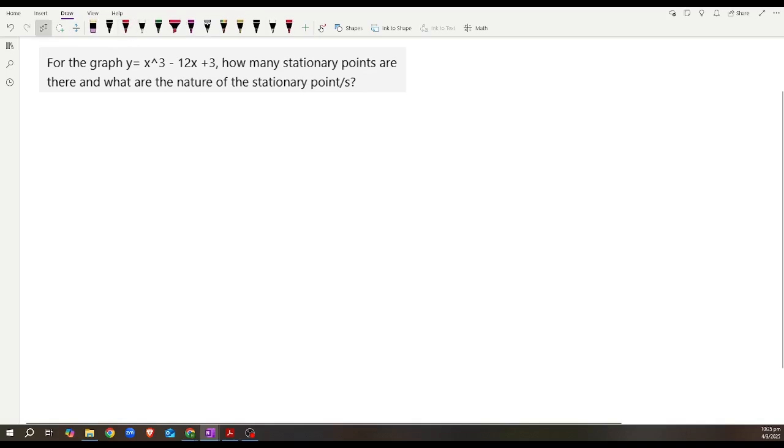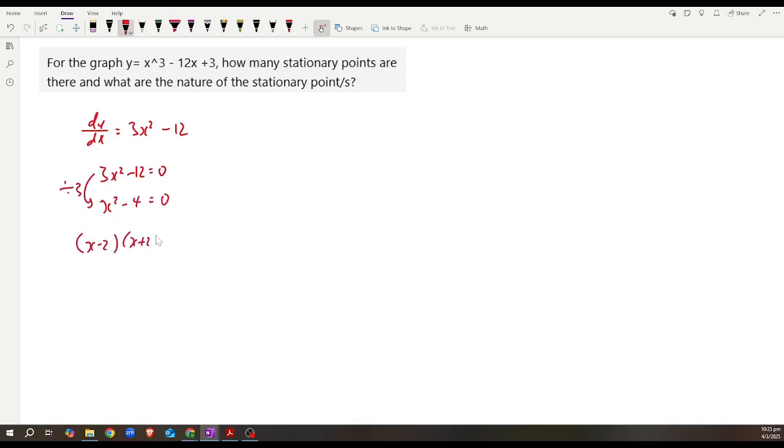The gradient is 0. So given this equation, let's find the equation of the gradient. dy/dx will be equal to 3x squared minus 12. Since the gradient will be 0 at the stationary points, we just equate this to 0 and solve for x. You divide both sides by 3, you get x squared minus 4, you factorize, and then by zero product rule, x minus 2 is 0 or x plus 2 is 0. So there are stationary points at these two locations, where x is 2 or x is negative 2. So there are two stationary points.